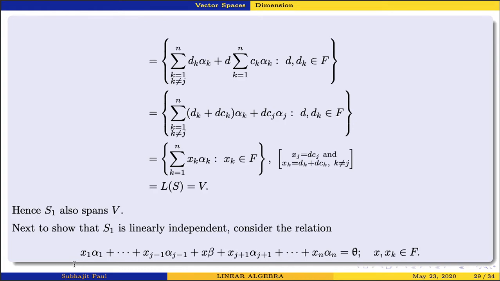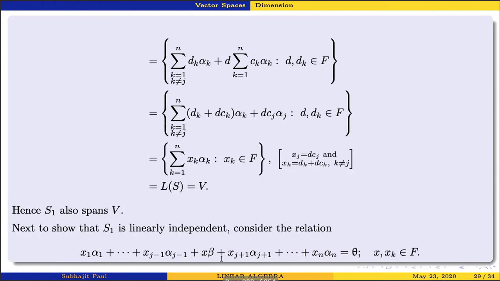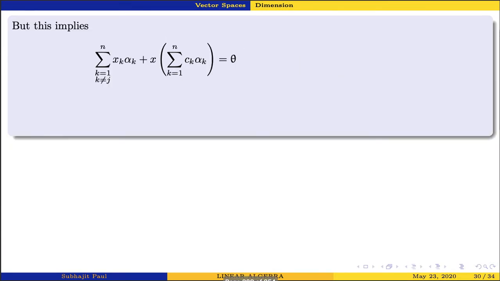We are going to use the if and only if criteria for linear independence. So x1 alpha 1 plus x2 alpha 2 up to xj minus 1 alpha j minus 1 plus x beta plus xj plus 1 alpha j plus 1 up to xn alpha n equals theta. x and xk are scalars from F. So this again implies, we have written this beta in terms of alpha.